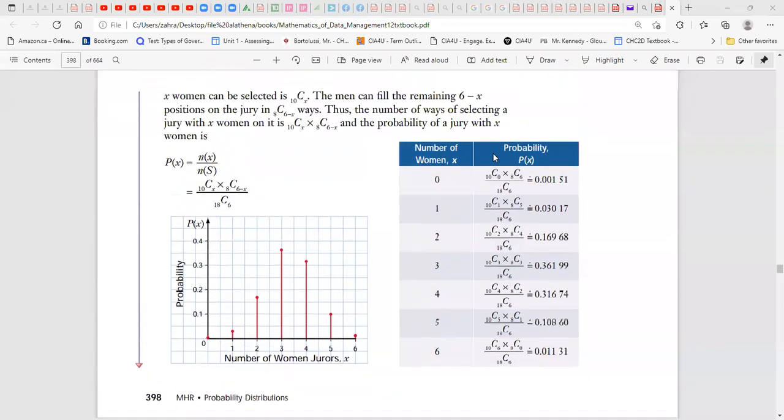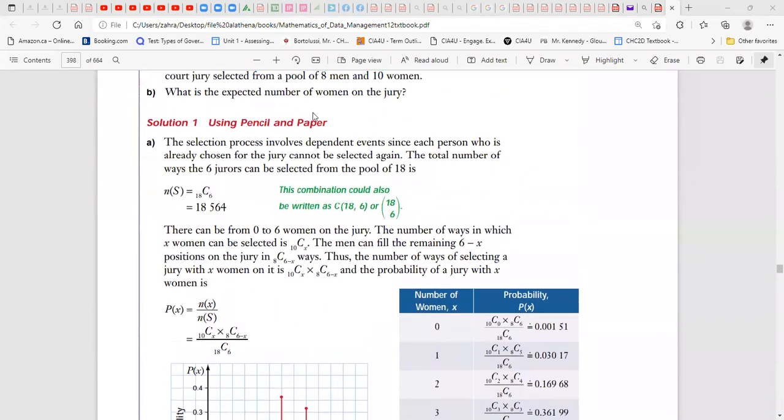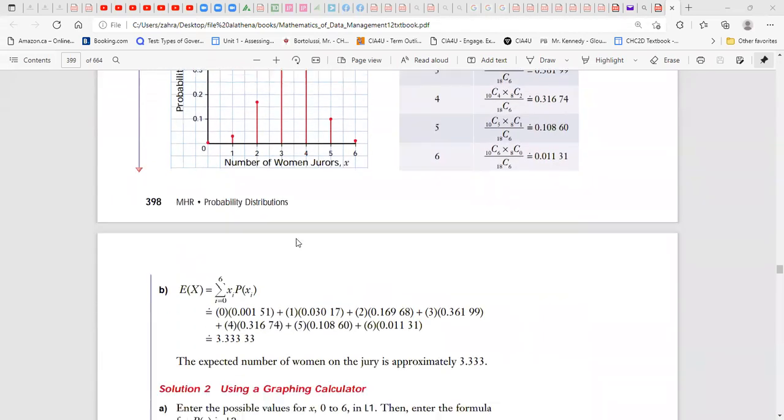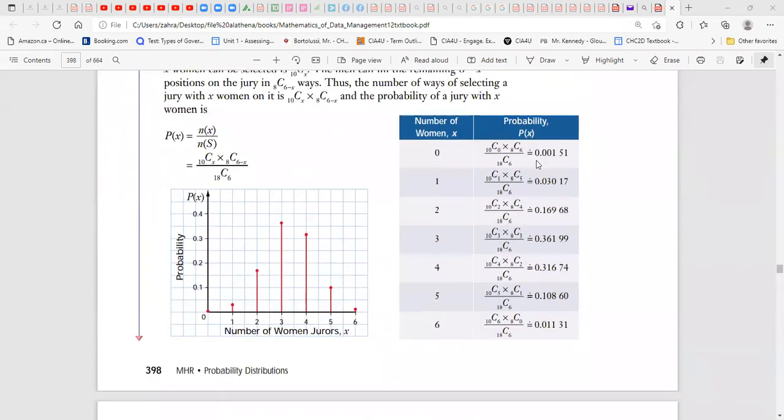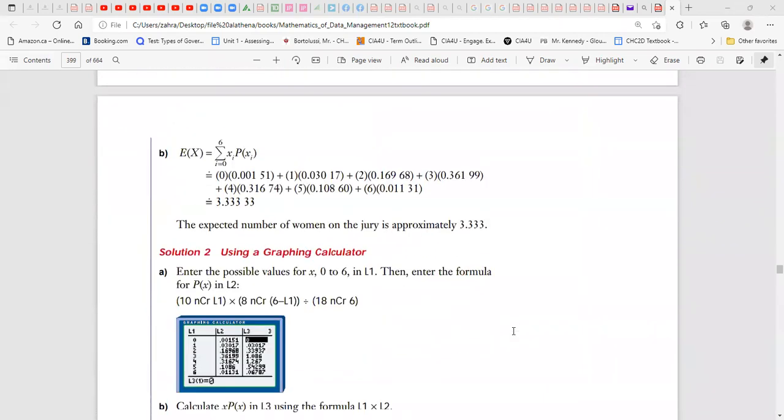Okay, so the expectation value asks, what is the expected number of women on the jury? You know the expectation value is x multiplied by P of x, the random variable multiplied by its probability, and add them up. So basically 0 multiplied by 0.001 plus 1 multiplied by 0.03 plus 2 multiplied by that, plus 3 multiplied by that, and so on. You continue and add them up. As you see there, 3.33.